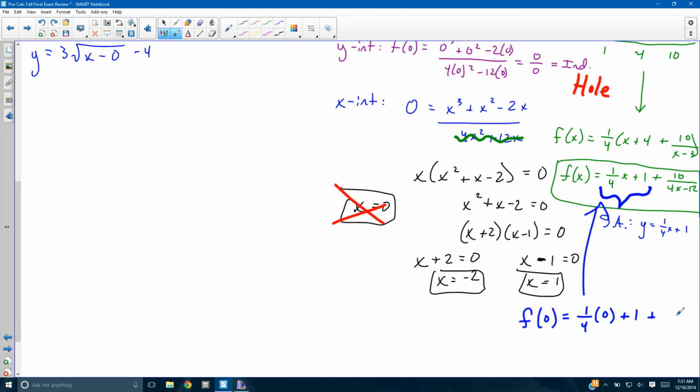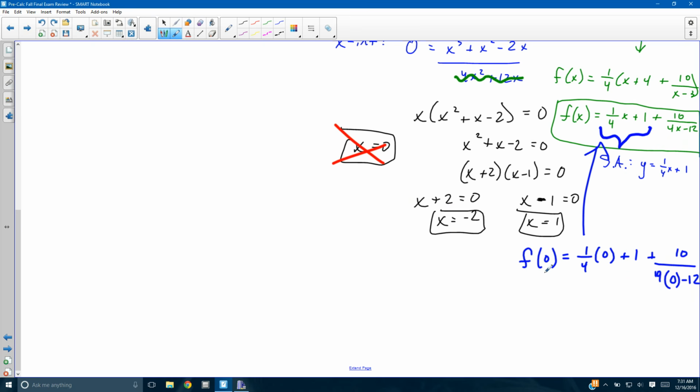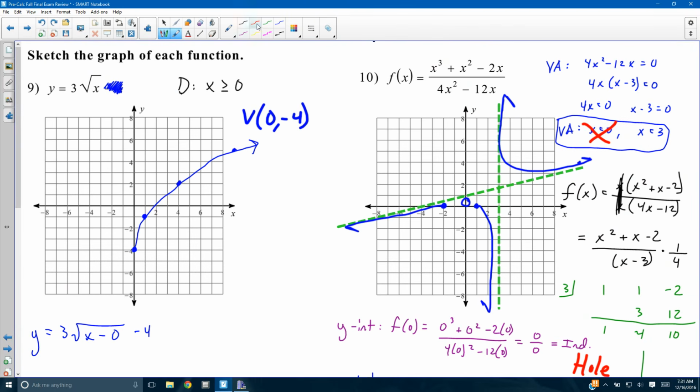So here, if I substitute 0 for x, I will get an actual value. This is not a value for y that I can obtain, but this represents where the hole is going to be because I divided 0 by 0. So this is going to become 1 plus 10 over negative 12, which is 1 minus 5 over 6, which is 1 over 6. So your hole appears at 1 over 6 for y. It's not a point on the graph, but it appears just above the origin right there. So the rest of the graph connects and makes sense with that. I get these points.